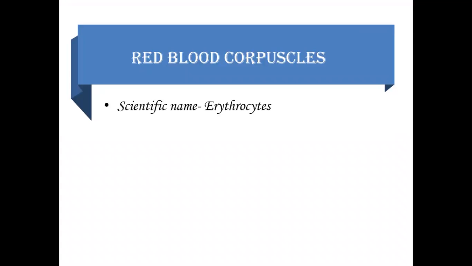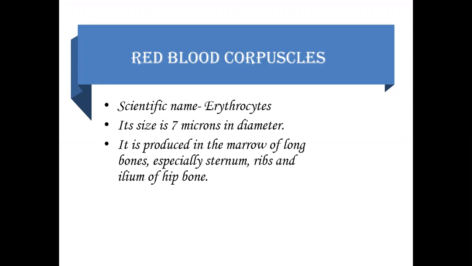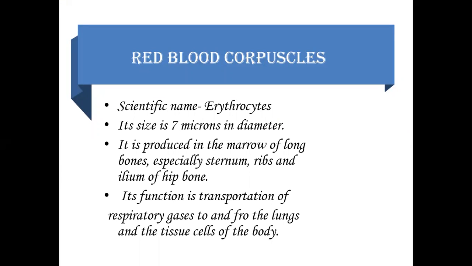Red blood corpuscles. The scientific name of red blood corpuscles is erythrocytes, erythros meaning red. Its size is 7 microns in diameter. It is produced in the marrow of long bones, especially sternum, ribs, and ilium of hip bone. Its function is transportation of respiratory gases to and fro the lungs and the tissue cells of the body.